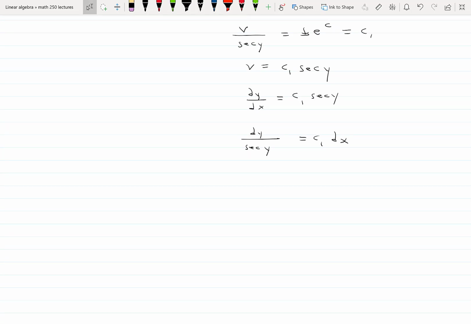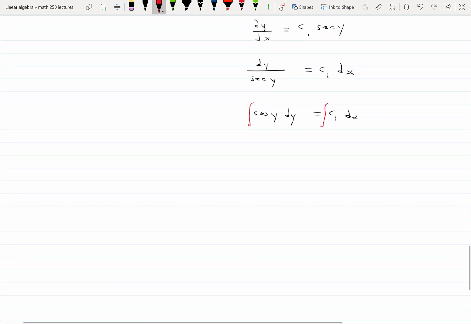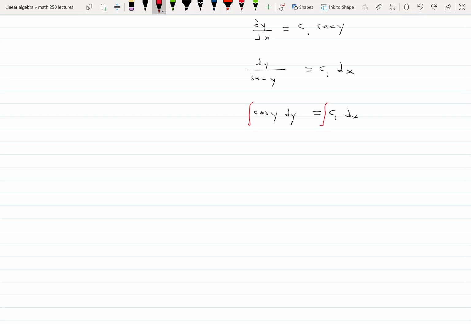Super easy to integrate this one. 1 over secant is cosine, so cosine y dy equals c1 dx, and we integrate both sides. The integral of cosine is sine. The integral of c1 dx is c1 x plus d, and that's our solution. Let's say c1 x plus c2. That's our solution. Second order differential equation had two constants.